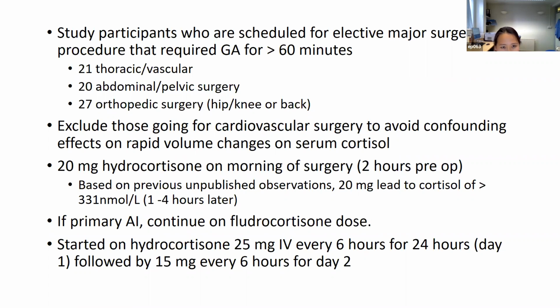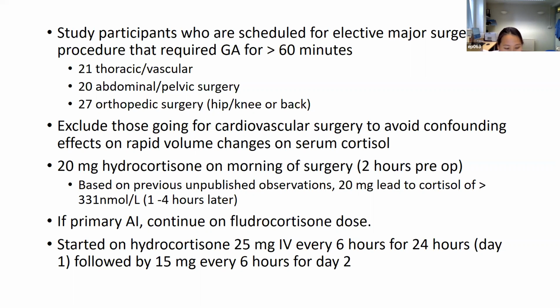And for all these patients, they gave 20 milligram of hydrocortisone on the morning of surgery. That means 2 hours pre-op when they come in. Tablet, yes. And this is based on an unpublished observation they've done in the past, where they know that 20 milligram of hydrocortisone will give you a cortisol of 331 nanomole per liter, 1 to 4 hours later, and they know that is adequate for any surgery.